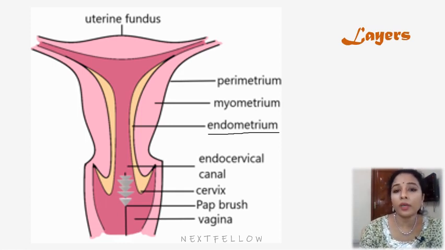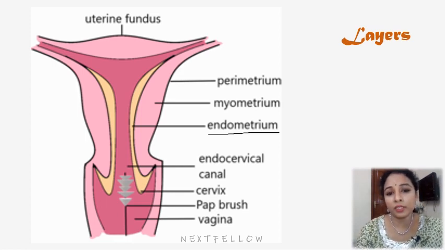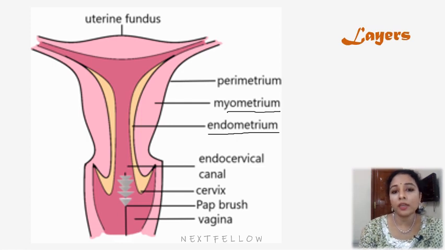And next to the endometrium is the myometrium, which is a muscle layer and contains smooth muscle, and the outermost is the perimetrium. The perimetrium is the serous layer of visceral peritoneum covering the outer surface of the uterus.